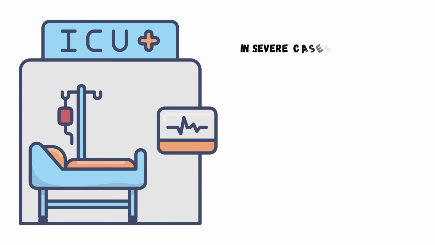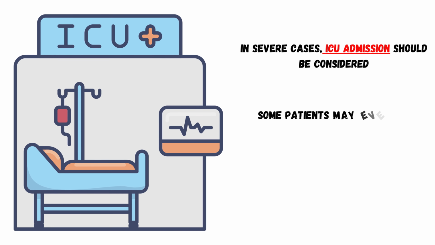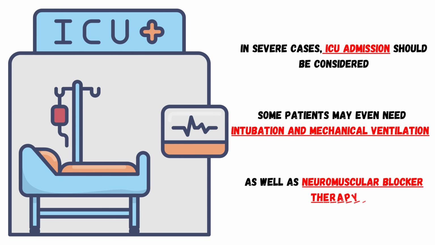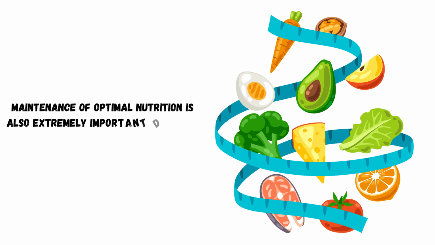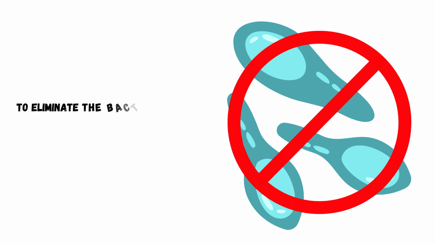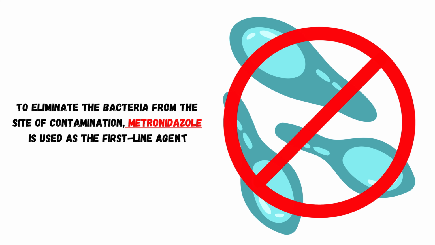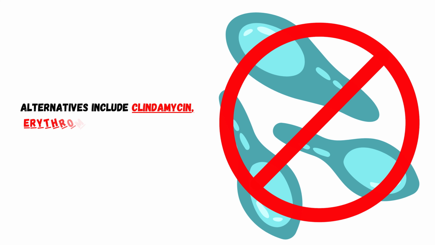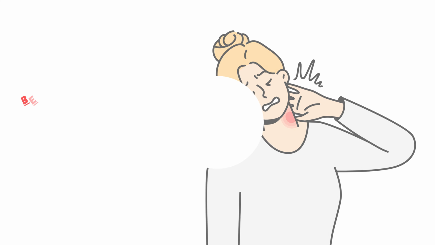In severe cases, ICU admission should be considered. Some patients may even need intubation and mechanical ventilation, as well as neuromuscular blocker therapy. Maintenance of optimal nutrition is also extremely important during the hospital stay. To eliminate the bacteria from the site of contamination, metronidazole is used as the first-line agent. Alternatives include clindamycin, erythromycin, tetracycline, and vancomycin.